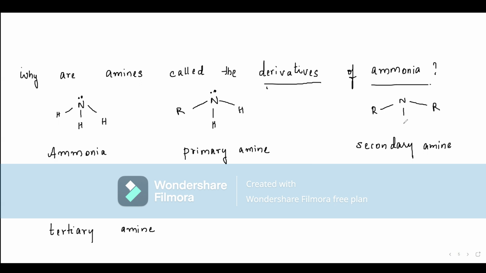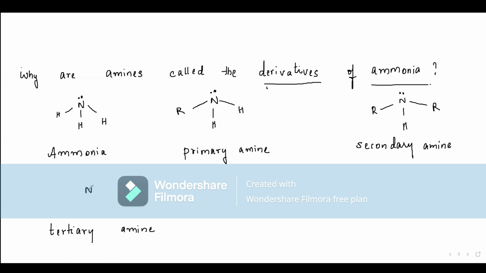So the rest is the same as ammonia, as in one nitrogen with a lone pair. In ammonia, you have three hydrogens. When you remove one hydrogen and replace it with an alkyl group or an aryl group, you get a primary amine. And when you replace two hydrogens of ammonia with alkyl groups, you get a secondary amine.